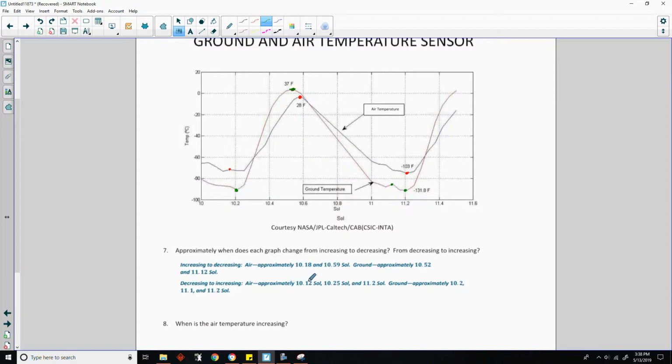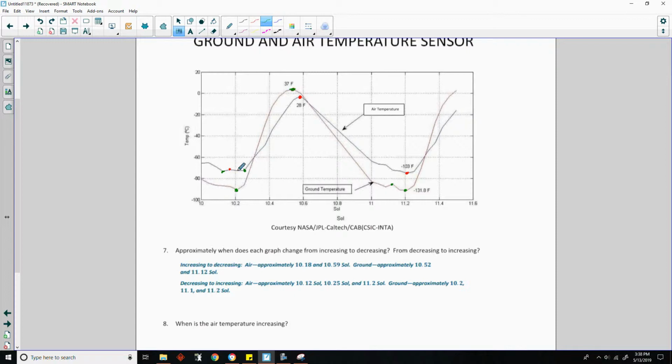Decreasing to increasing, 10.12, which is right about here. It's going from decreasing to increasing right here. And at 10.25 sol. Decreasing to increasing. Air. Air is this line. 10.25. Decreasing to increasing is right here. There's 10.25.